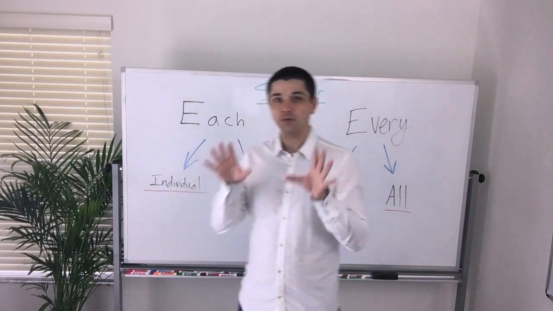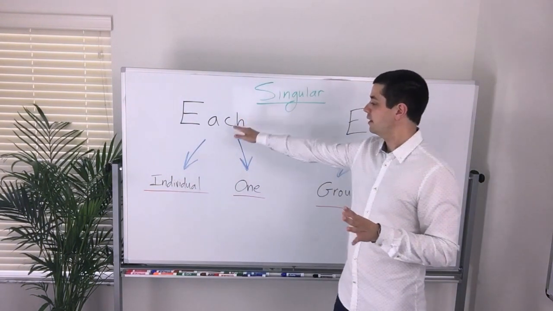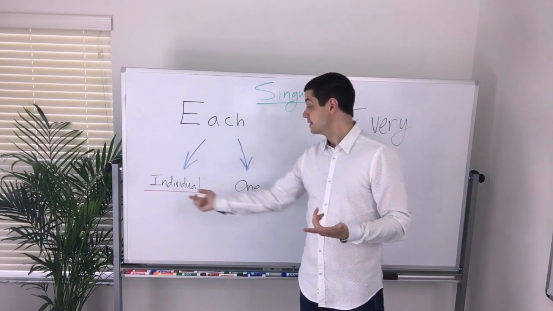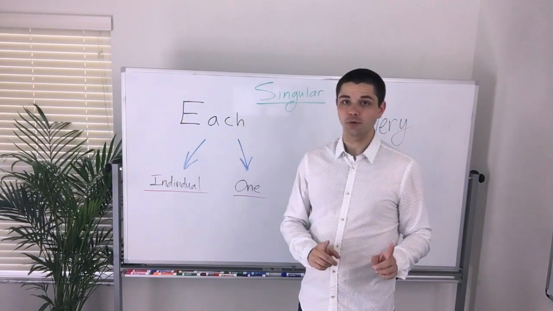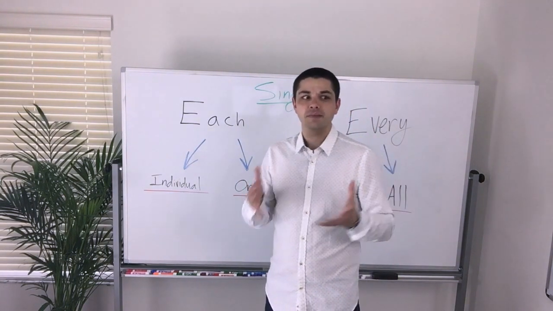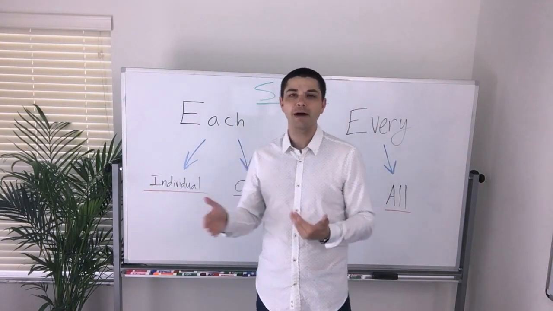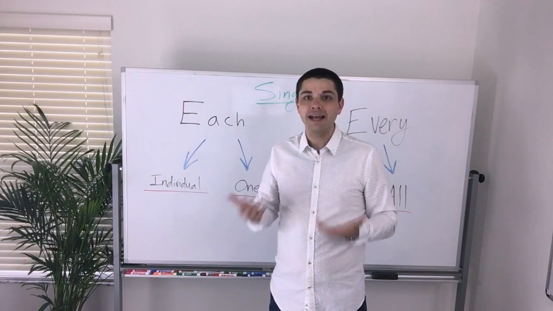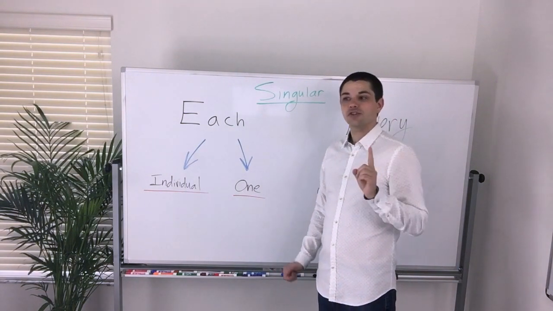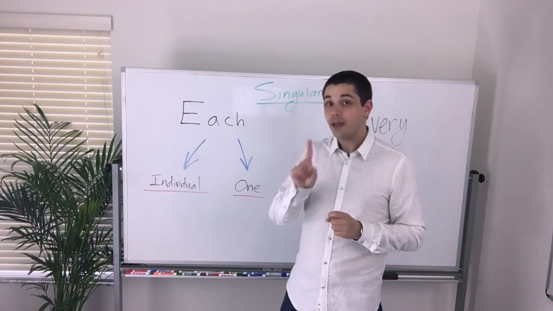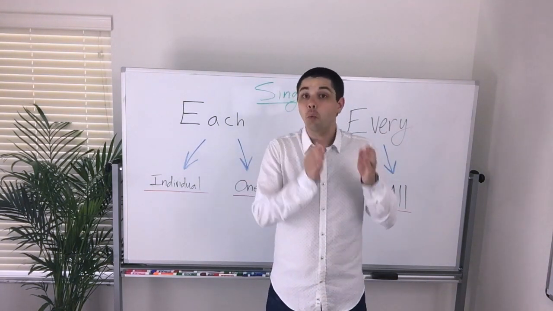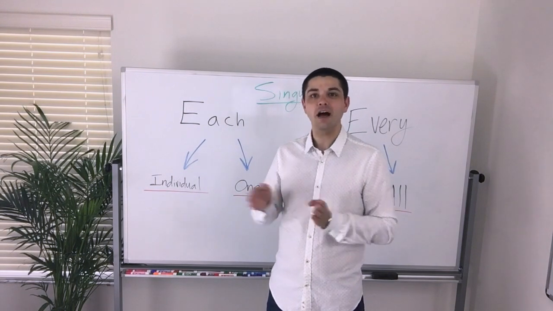All right, so let's look at the real differences between these two words. Each focuses on one thing that is an individual. It's not part of a group. Or maybe it is part of a group, but we aren't talking about it as it relates to the group. We're talking about it as an individual item or an individual thing, and it's just one. So we're focusing on the fact that one of these things happens or one of these things exists, and each one is different from the other one.